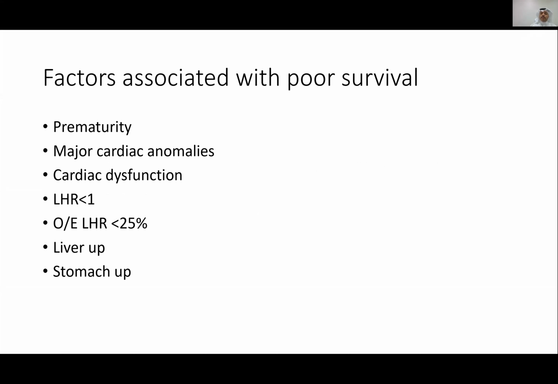So in a nutshell, factors that are associated with poor survival in CDH patients are prematurity, major cardiac anomalies, cardiac dysfunction, LHR less than 1, observed over expected less than 25, liver up or stomach up. Stomach up has been kind of debated, but generally the top 5 are the main ones.